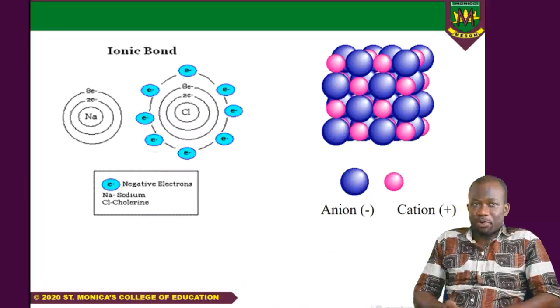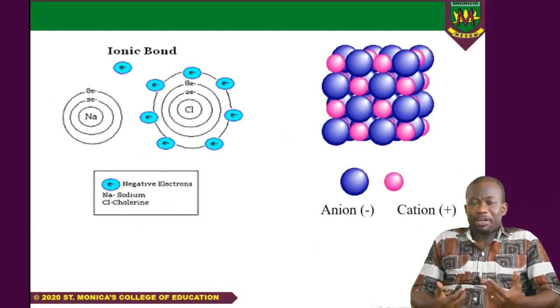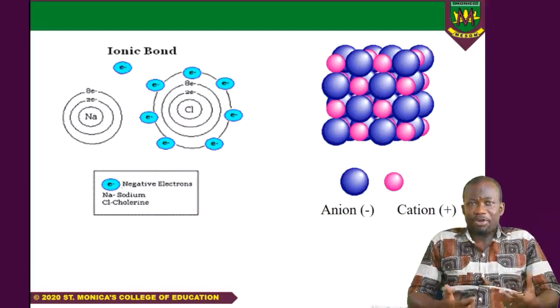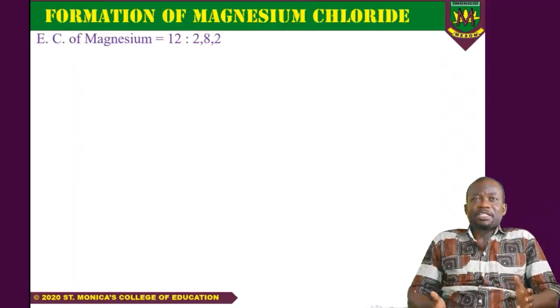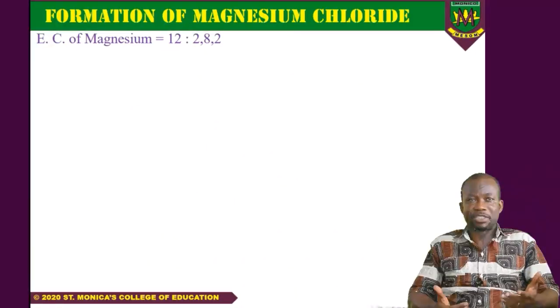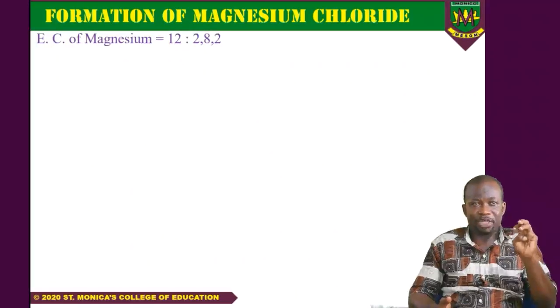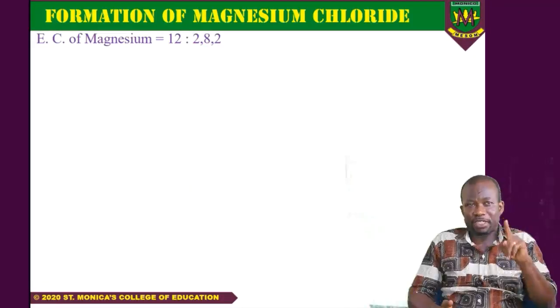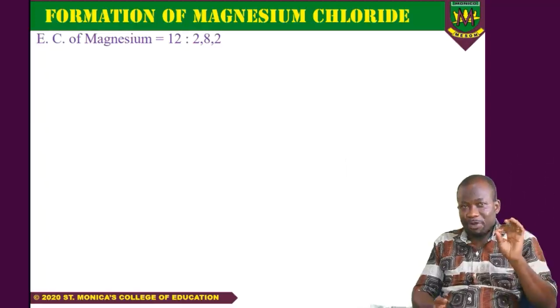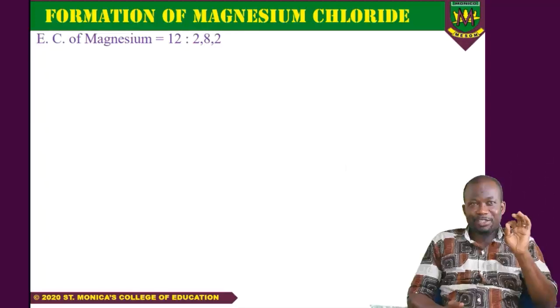Formation of magnesium chloride. In fact, we cannot draw all the diagrams here. And so once you understand the concept, the examples that I mentioned, the calcium oxide, you can try that on your own. The aluminium chloride, the magnesium chloride, and the aluminium oxide. That of aluminium oxide, it's interesting. Try it and you see.